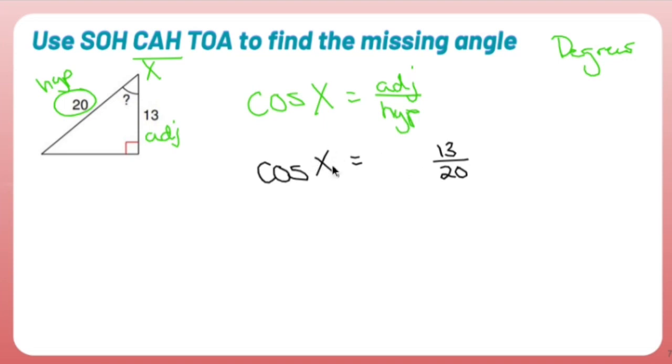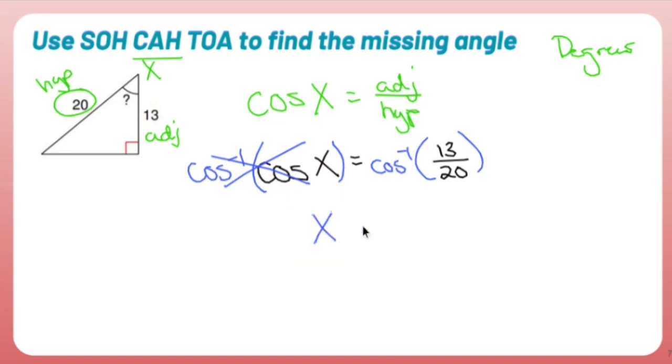My job is to find X, that missing angle. Cosine is in the way. The way you get rid of a trig function is you inverse trig both sides. So I'm going to inverse cosine that guy, and I'm going to inverse cosine that guy, which is definitely going to require that calculator I was talking about. The inverse cosine and the cosine cancel each other out.